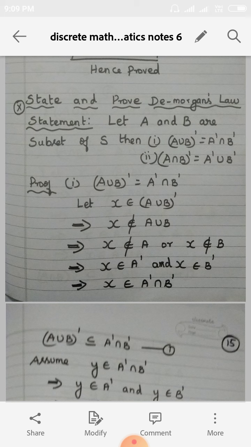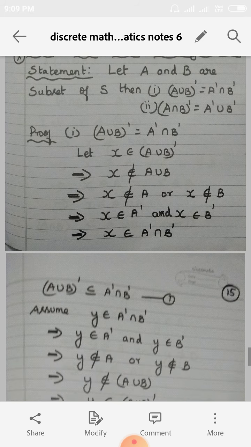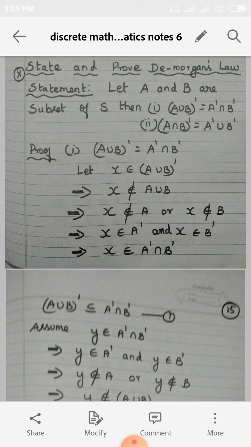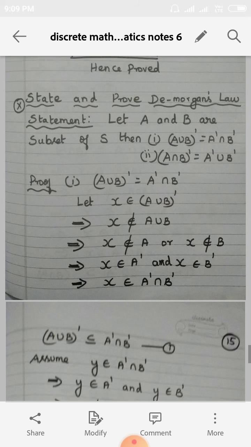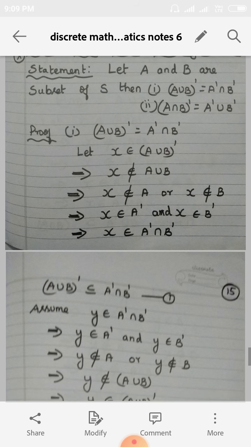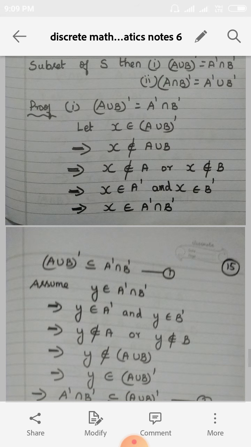Just split it down. So x does not belong to A or x does not belong to B. x does not belong to A can otherwise be written as x belongs to A dash. The complement of a union is an intersection, so 'or' becomes 'and', and x belongs to B dash, right? Therefore, x belongs to A dash intersection B dash. So (A union B) dash is contained in A dash intersection B dash.